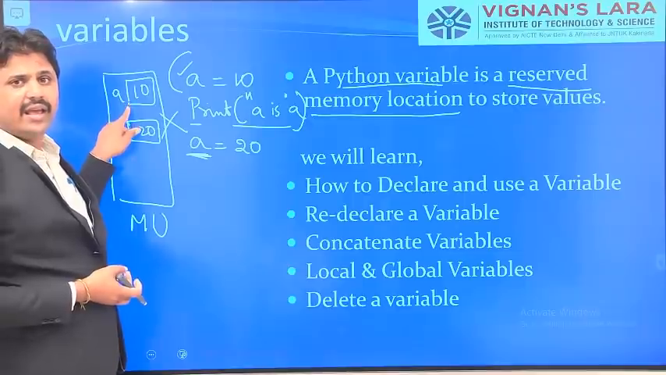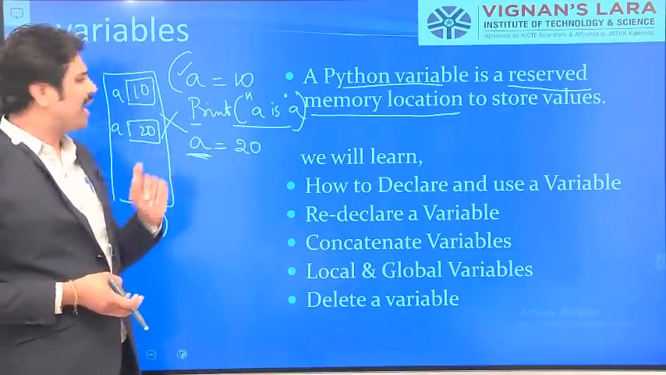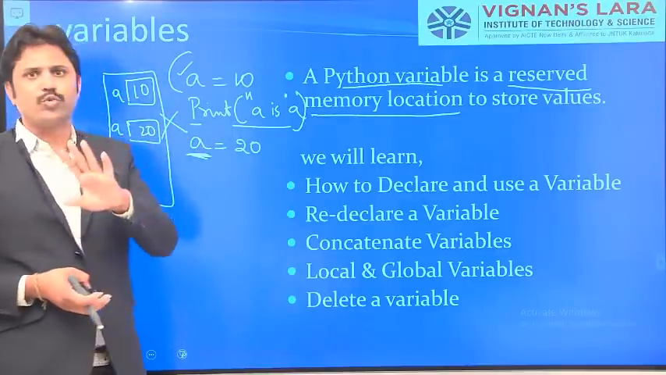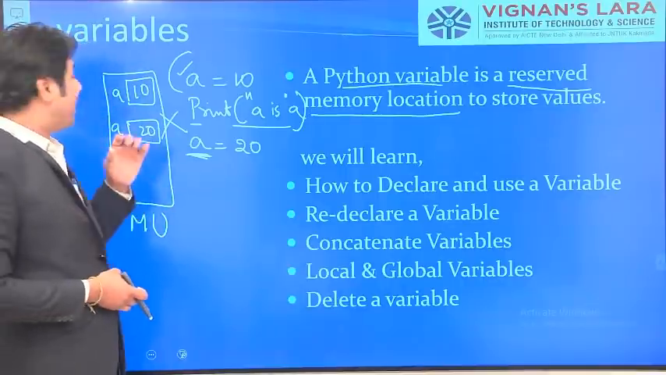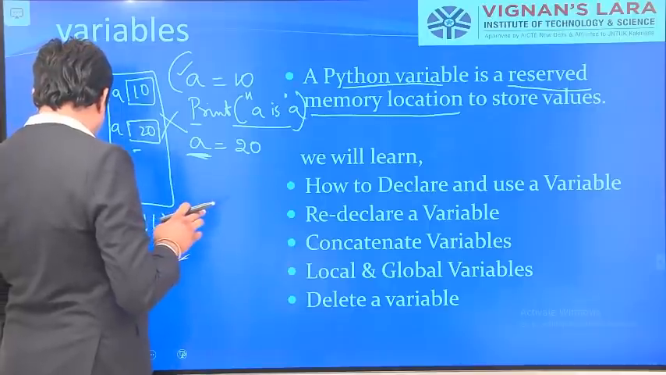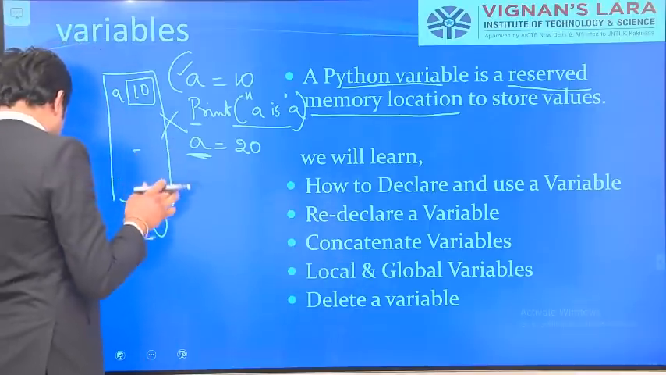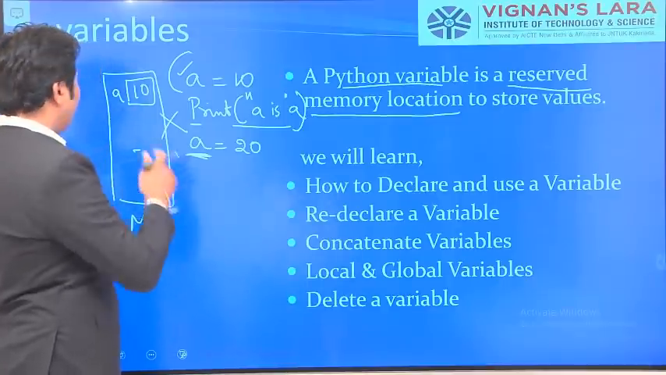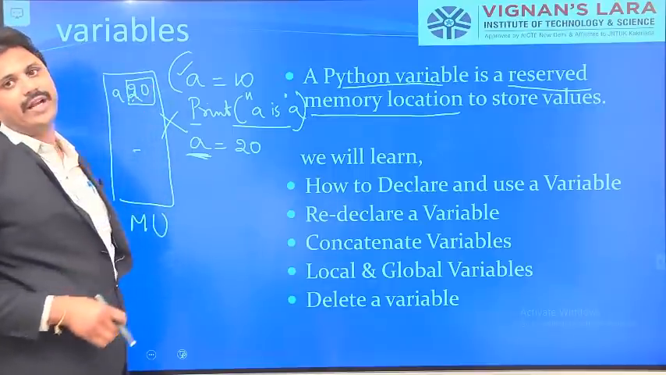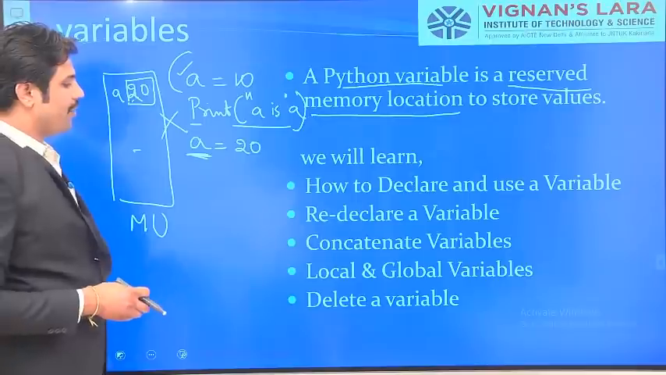Already A is assigned with some value, it has some memory. So that name is allocated for some memory. So again I declare A equals to 20 in the same program, but it doesn't allocate memory like this. What happens is that it simply updates the value with 20. Okay, so this is the variable.